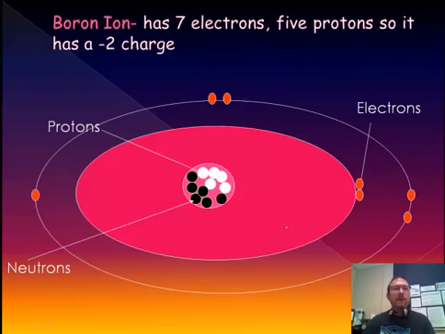Here's a boron ion. That's kind of fun to say. It has 7 electrons, 5 protons. So if you take a look here, protons 1, 2, 3, 4, 5. Electrons, here's the 2 that are on the inside, and then 1, 2, 3, 4, 5 more for a total of 7. So here you would do your 5 protons minus your 7 electrons, and it gives you a total charge of -2. So this has a -2 charge.